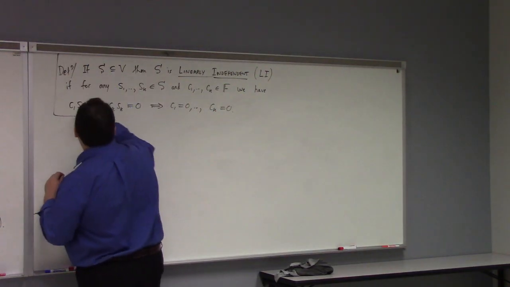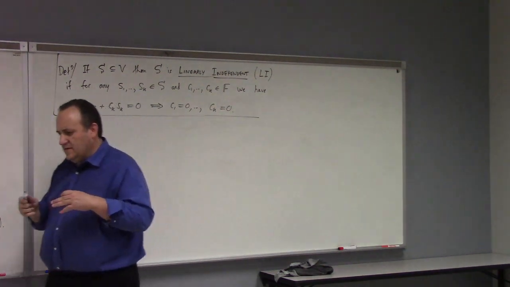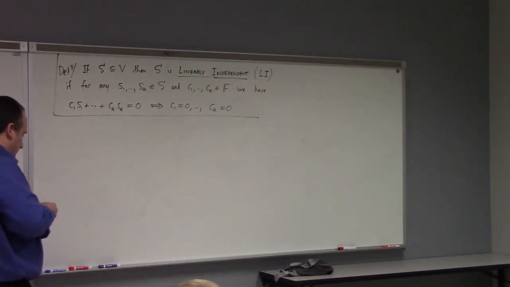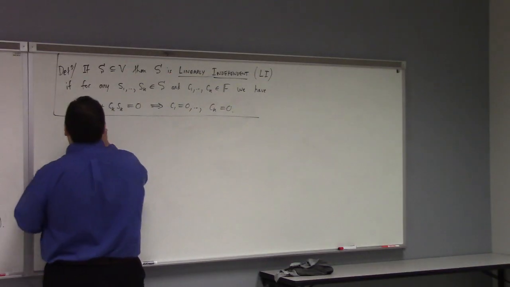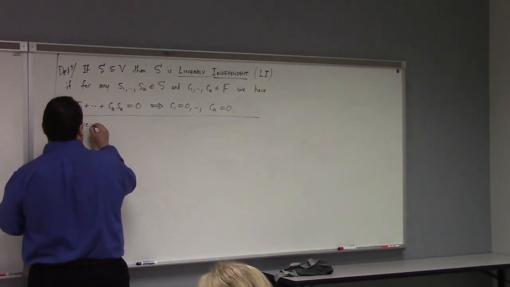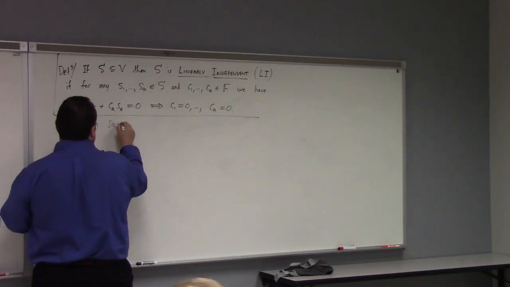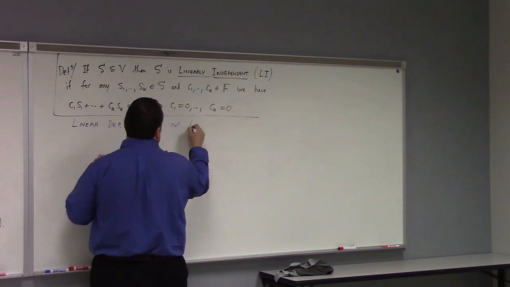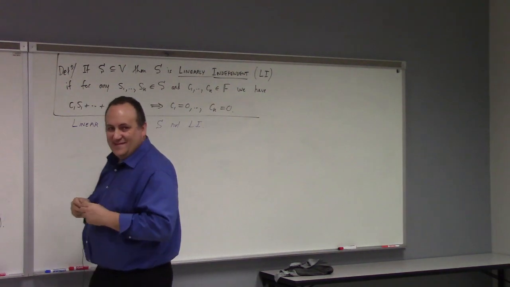In other words, if you set any finite linear combination of elements of the set equal to 0, it must be that that is in fact the trivial combination. The coefficients must be 0 if that happens. This is how we define linear independence. Now linear dependence means S is not linearly independent. Okay, so there you go.